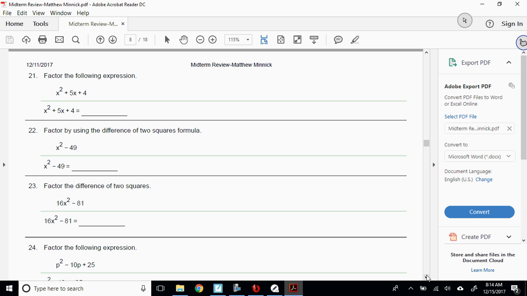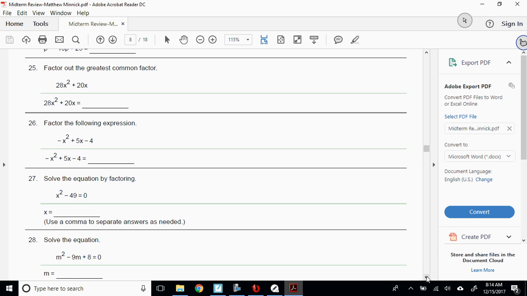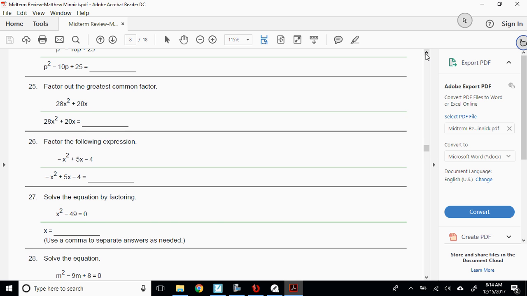24, we're looking for p minus 5, the quantity squared. 28, they want you to factor out the GCF. The GCF is 4x, but you do have to write that. So it's 4x times the quantity of 7x plus 5.